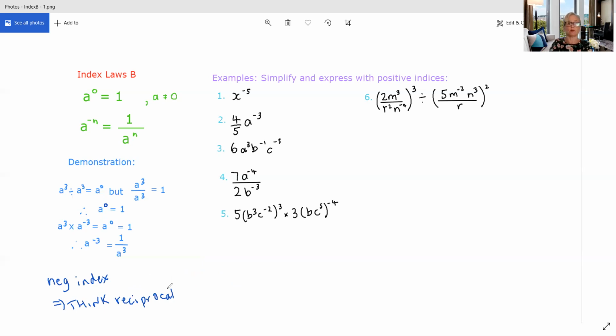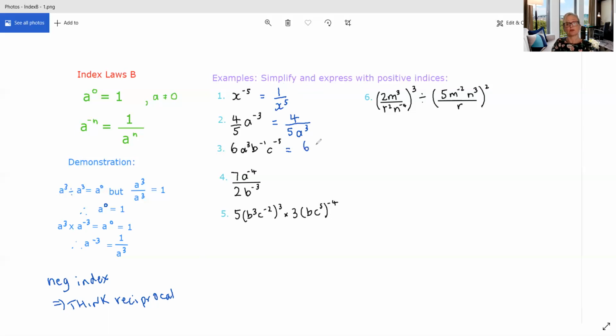Let's do some examples. Let's just start with a fairly easy one. X to the negative 5. Well, that is 1 over x to the 5th. It's as simple as that. 4/5, a to the negative 3. Well, the 4 and the 5 aren't going anywhere. They're just still 4/5. A to the negative 3 is the same as a cubed in the denominator. Negative index, think reciprocal.